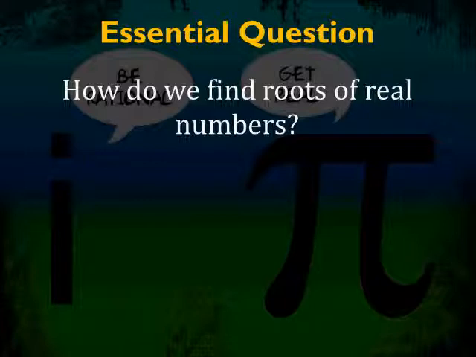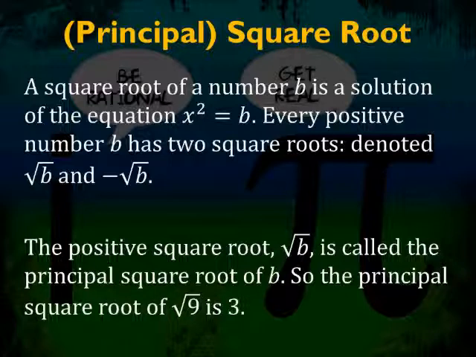Today we're going to learn the definition of a root and how to solve them using radicals. No variables today, just a lot of numbers, or very few variables anyway. Let's start with the idea of a square root. A square root is pretty much what you've always thought it is. When you have a number b, a square root is the solution to the equation x squared equals b.